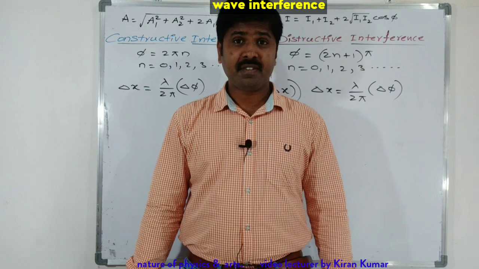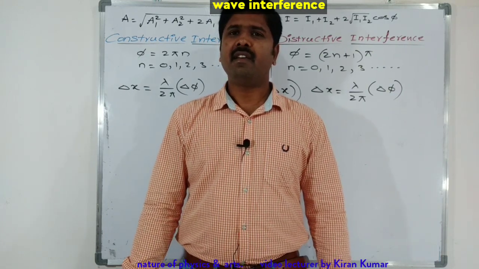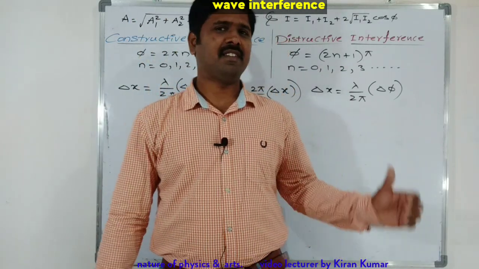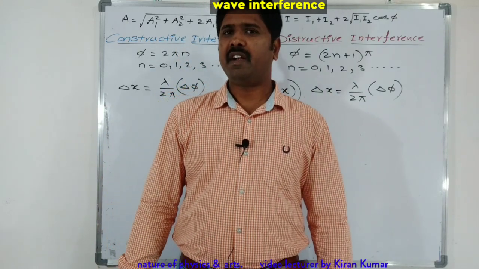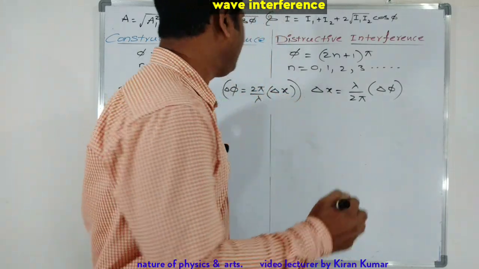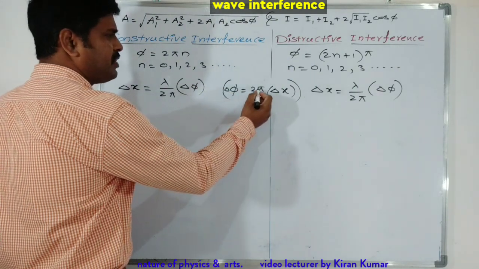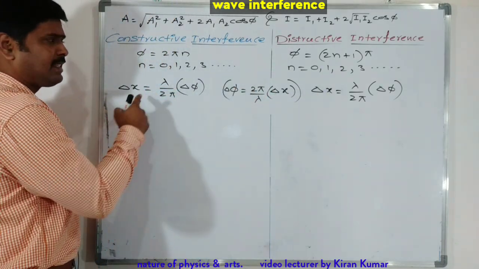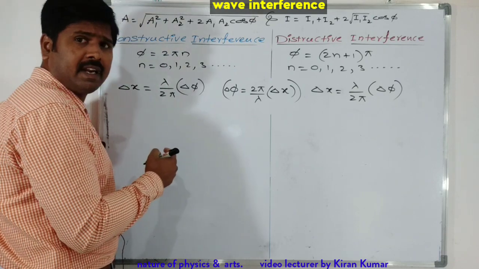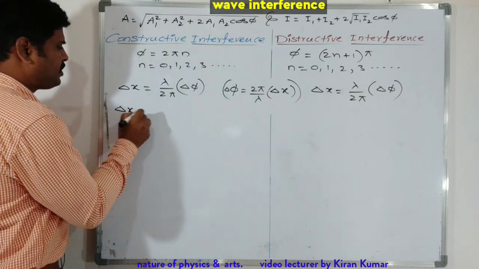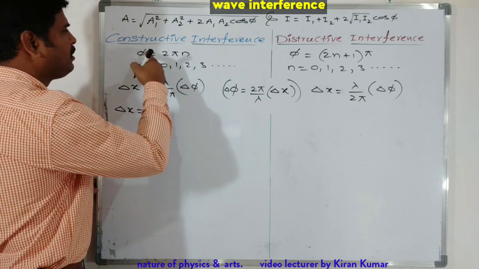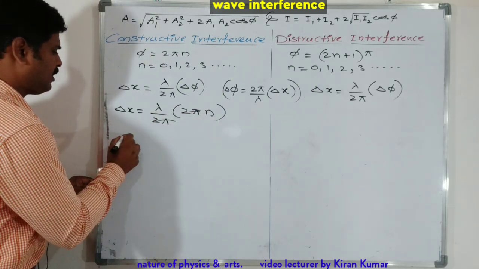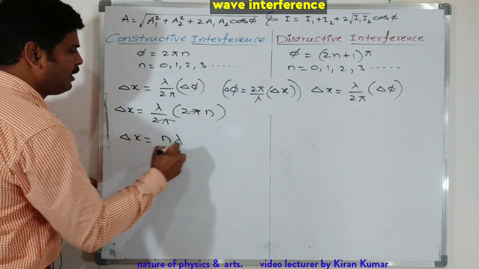This is the last relation in the interference of the wave. Here, based on the phase difference, we will find the path difference in the constructive interference along with destructive interference. Try to understand step by step. See, here phase difference delta phi is equal to 2 pi by lambda into delta x. From this we can write path difference delta x is equal to lambda divided by 2 pi into delta phi. Delta phi value is 2 pi into n, so here 2 pi gets cancelled. So then delta x is equal to n lambda.